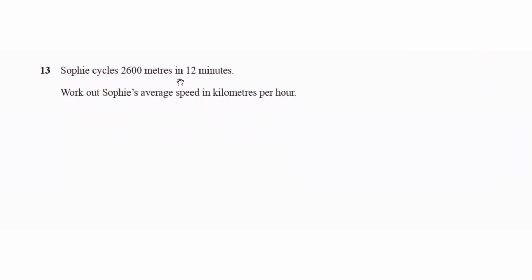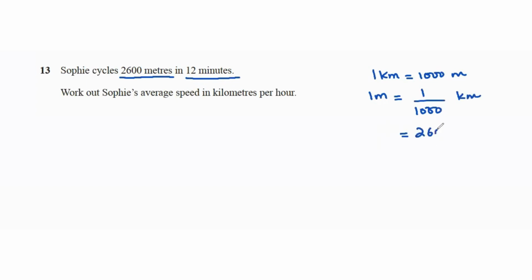Sophie cycles 2600 meters in 12 minutes. Work out Sophie's average speed in kilometers per hour. We have this distance in meters and time in minutes. 1 kilometer equals 1000 meters, which means 1 meter will equal 1 over 1000 kilometers. So for 2600 meters, we'll multiply 2600 with 1 over 1000, which is going to give us 2.6 kilometers.